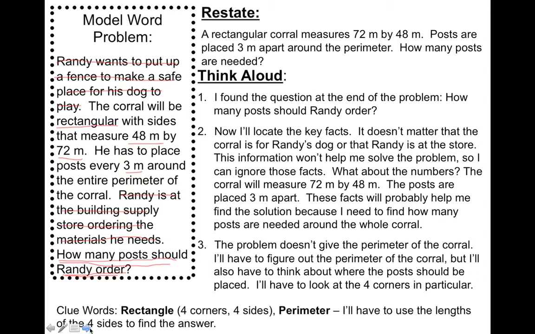I've also identified as I'm thinking aloud that the problem doesn't give the perimeter of the corral. I'll have to figure that out, but I'll also have to think about where the posts should be placed. I have to look in particular at the 4 corners. I've also noticed that there are some clue words, rectangle, perimeter. I know that I'm going to need to use lengths. I'm going to need the corners, all of that sort of thing.